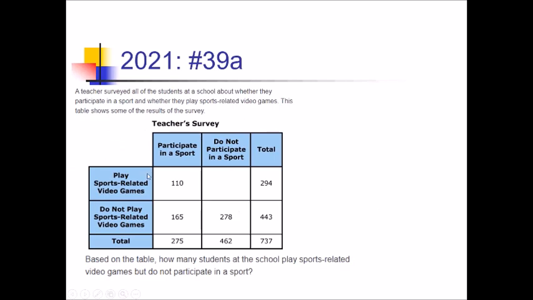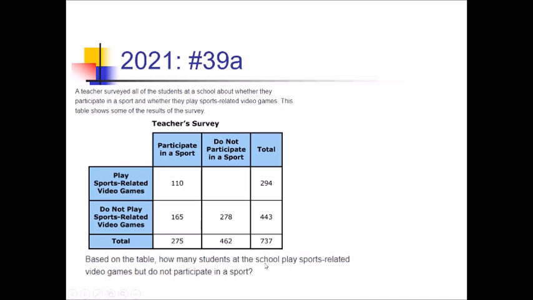For this one, we've got a few problems based off of this table, which you'll note is not complete yet. So we have a teacher who surveys the students about whether they play a sport and play sports-related video games. And this is the table breaking it all down. The rows are talking about whether or not we play the video games, and the columns are talking about whether or not we play an actual real-life sport.